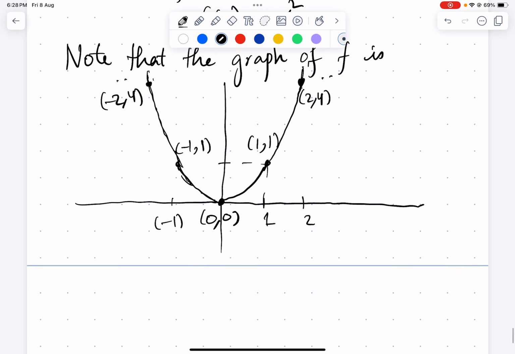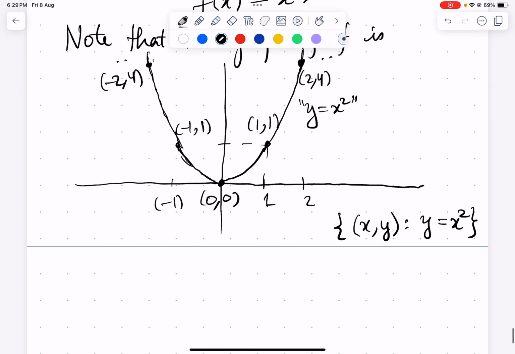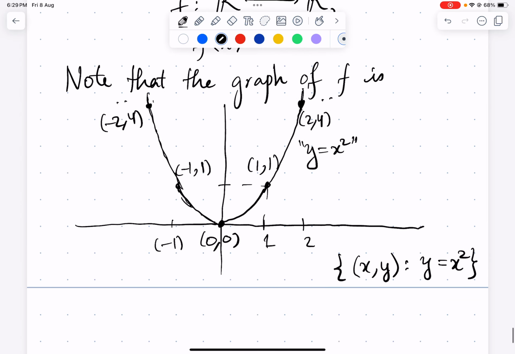So intuitively speaking, roughly speaking, this is the graph of the function, the set of all x comma y such that y equals x square. So the graph of the function is y equals x square. So this is how the graph looks like intuitively. So that's all about functions and their graphs.